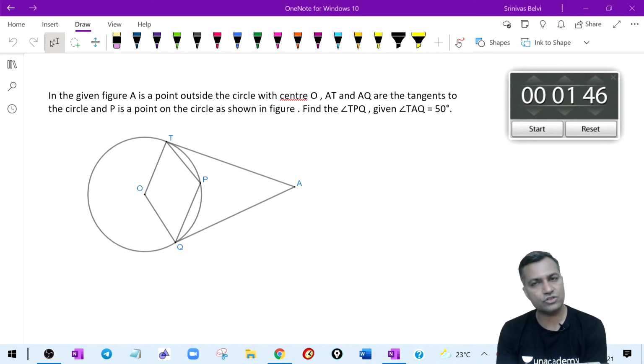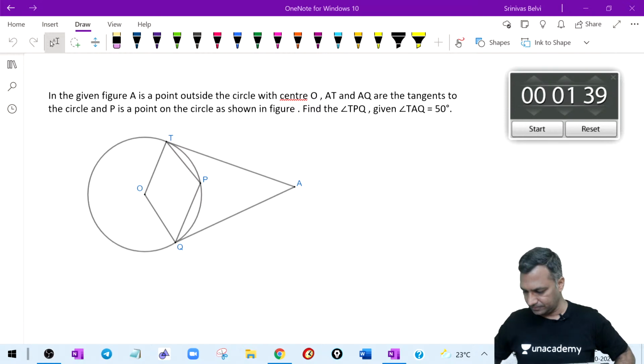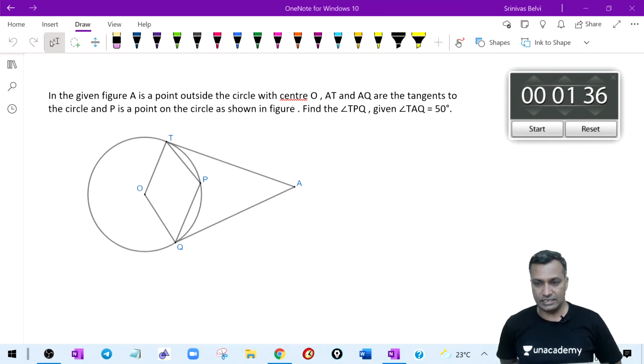Most of the basics are revised by now. Most important, vital ones are revised. Some things are left here and there, that's all right. The majority is revised.